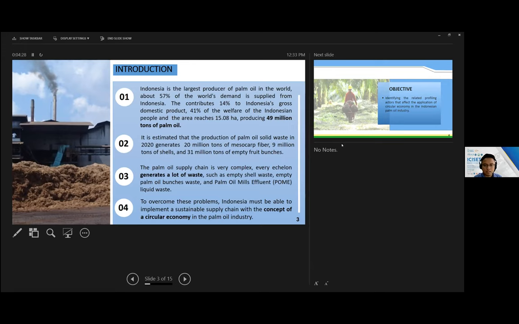The industry must adapt to reduce the waste, but I think to overcome this problem, Indonesia must be able to implement a sustainable supply chain with the circular economy concept in the palm oil industry. If the circular economy concept is applied, I think it can reduce waste and bring more benefits for the palm oil industry because products from waste can be sold. On the other side, the circular economy can support the Indonesian government's national target of 23% renewable generation by 2025.